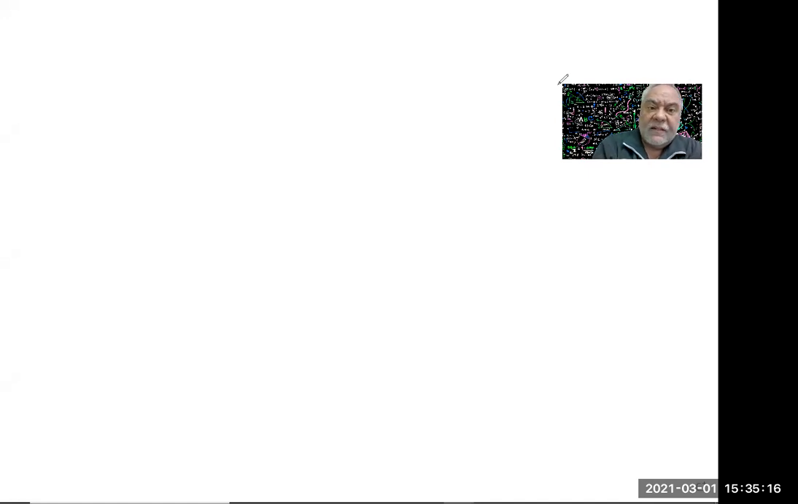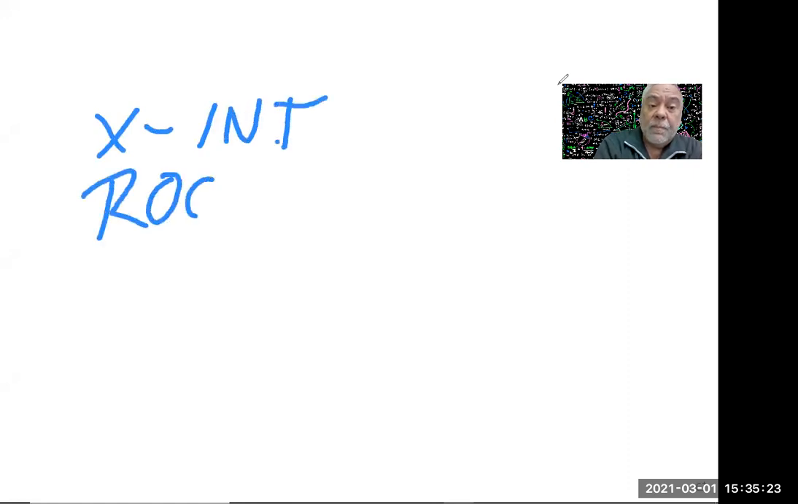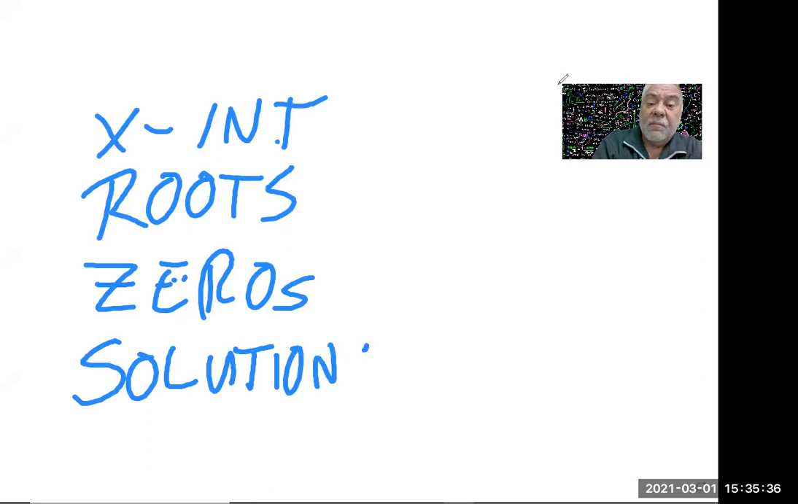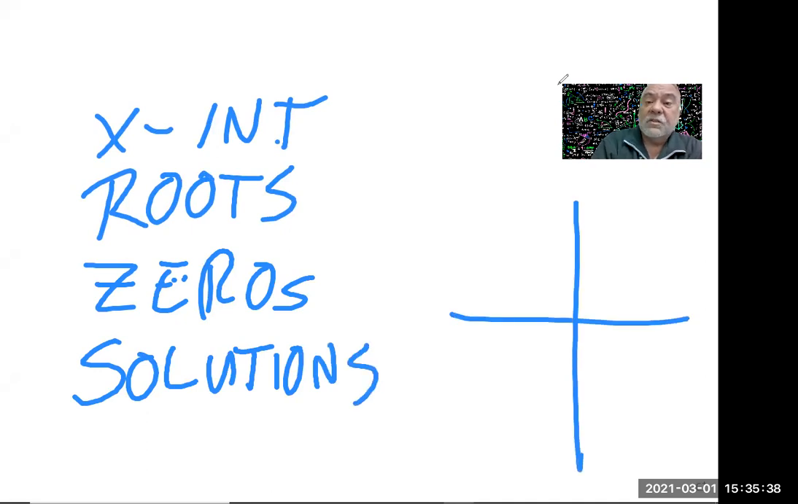Also remember that the x-intercepts are also called roots, also called zeros, and they're also called solutions. They all mean the same thing, okay? It's where the parabola crosses the x-axis. Okay, so right there and right there. They're roots, zeros, x-intercepts, or solutions.